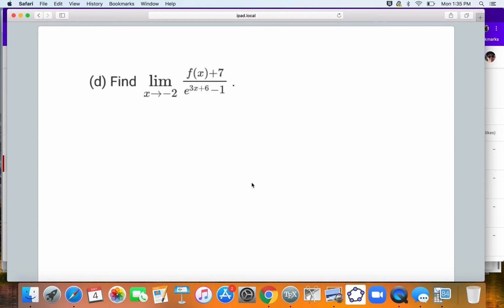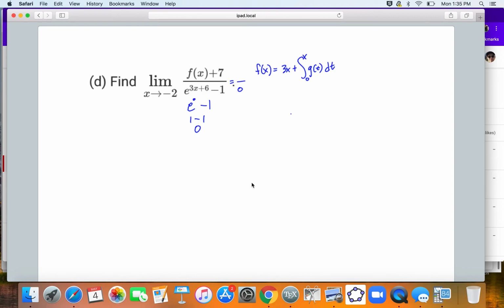Remember that f of x equals 3x plus the integral from 0 to x of g of t dt. So if we did a direct substitution and I just plugged in -2, I would have a little bit of a problem. Because we can see in the denominator, this becomes e to the 0 minus 1, which is 1 minus 1, which is 0. So my denominator becomes 0.